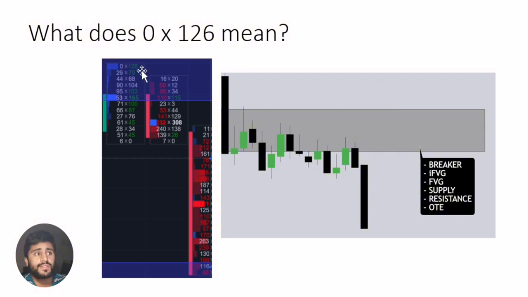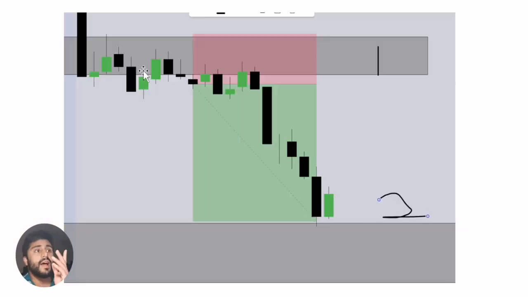Now the 0 for 126 is extra confirmation because a 0 means that there's no aggressive sellers, there's only aggressive buyers, which means passive sellers. There's sell limit orders resting over here. So all those aggressive buyers are absorbed by passive sellers. All the aggressive buyers were unsuccessful, and that's why the market went down. That's why fair value gaps hold in the first place, and that's why this trade played out the way it did.